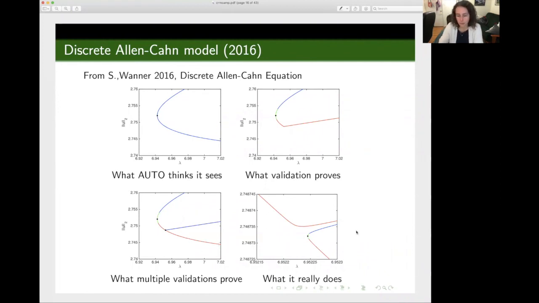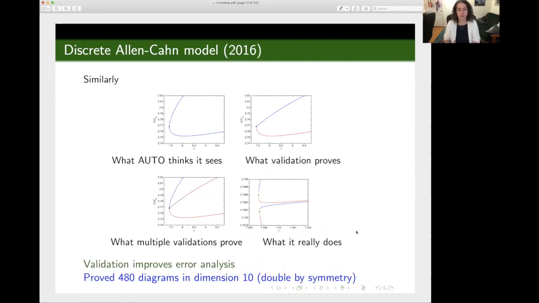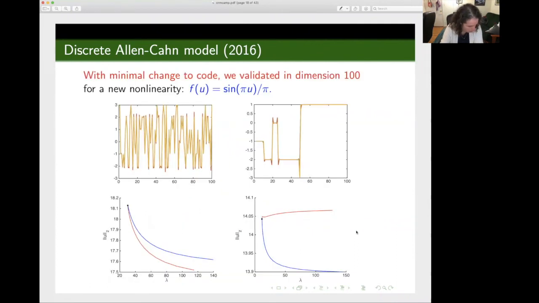And so by using validation, we were able to actually get more information out. So this is a nice motivating example in the sense that the validation allowed us to do better numerics. Even if you thought of the validation as just a sophisticated way of double checking your numerics, we got something out of this.